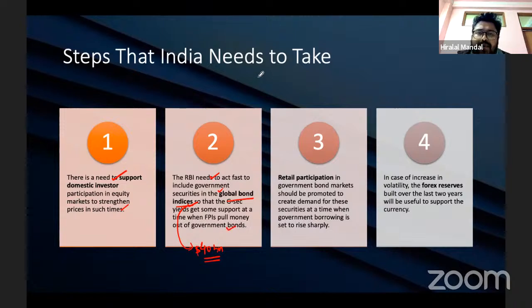If more money comes into the government bonds, demand for government bonds increases, and if the demand increases, the bond price will increase, and if the bond price increases, then the bond yield will decrease. And this is the beneficial situation for both the investors and the government. All right, so this is what the government needs. We have already discussed the global bond index two times. I don't think that I need to discuss it today also.